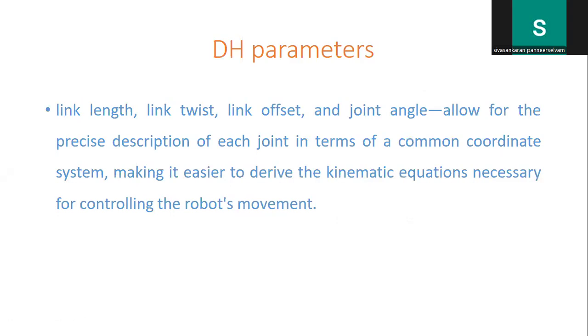So what are the parameters defined by Denavit and Hartenberg? Link length, link twist, link offset, and joint angle. These are the 4 parameters that allow us to precisely describe each joint in terms of a common coordinate axis system. Therefore, it makes it easier to derive the kinematic equations necessary for controlling the robot movement.